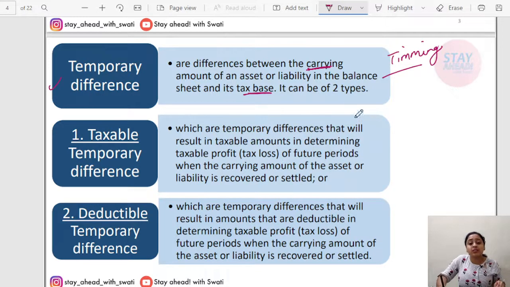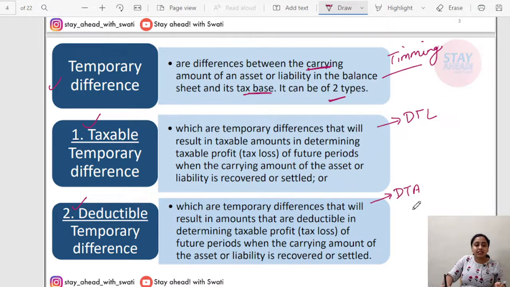Now this difference is of two types: taxable and deductible temporary difference. Taxable means in future a liability will arise, and therefore it is known as taxable temporary difference. This is normally recorded as DTL, deferred tax liability. Deductible means in the upcoming time you will be allowed to deduct something, and therefore there will be a benefit to you. If that benefit arises to you, then this is recorded as DTA, an asset, since it is favorable because you will be allowed to deduct something in future.